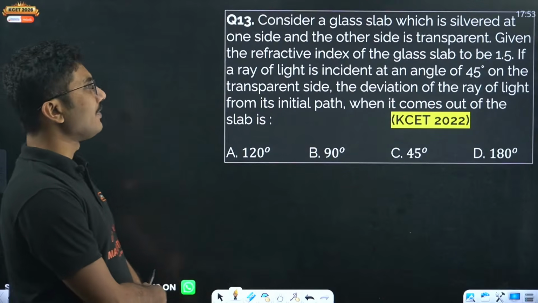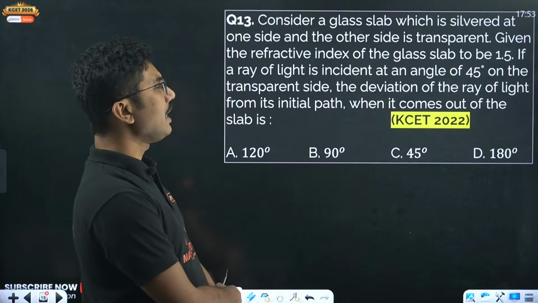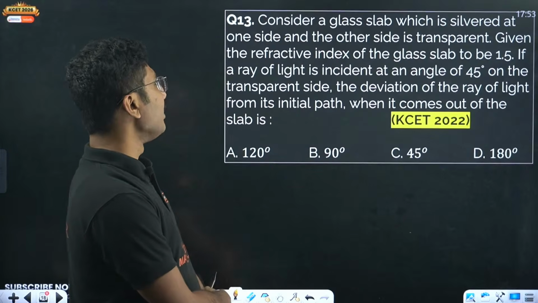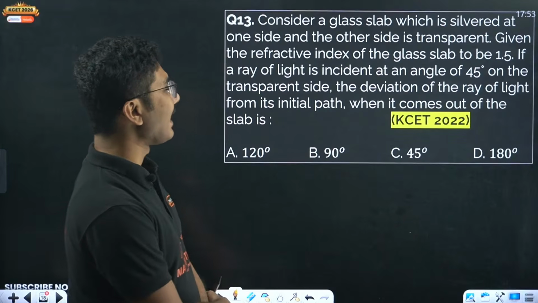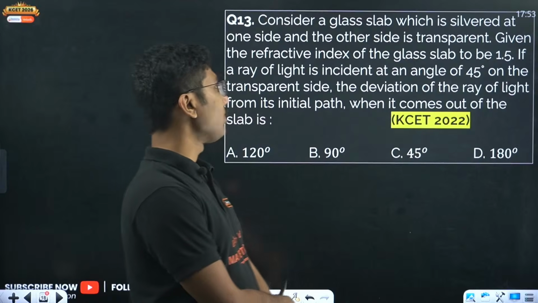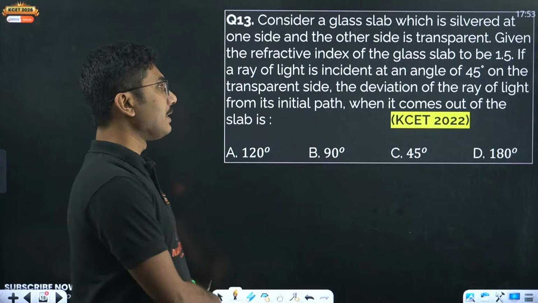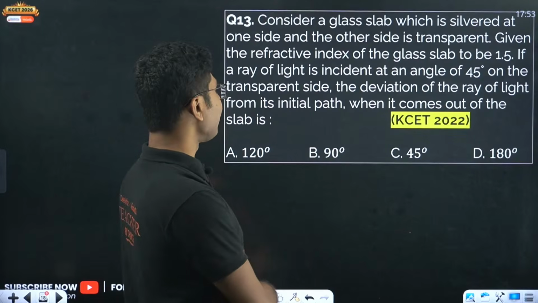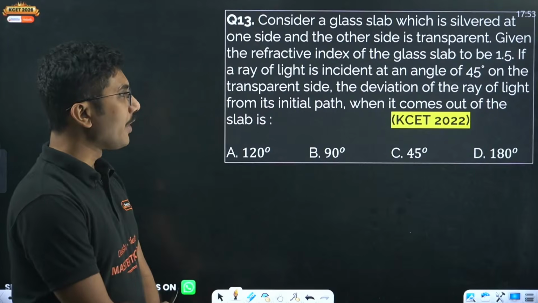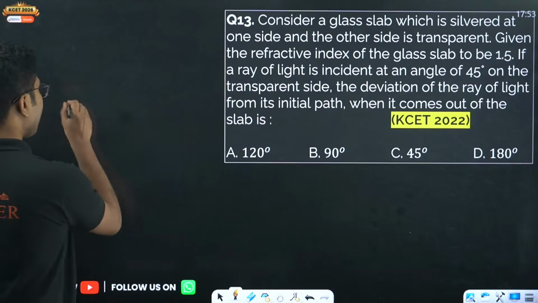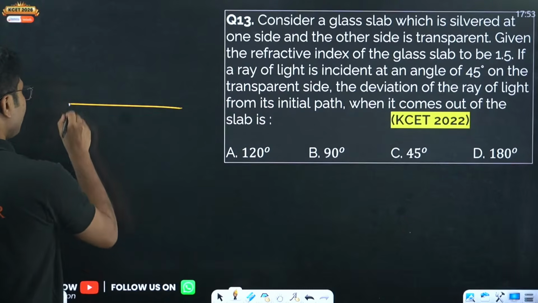Given the refractive index of the glass slab to be 1.5, if a ray of light is incident at an angle of 45 degrees on the transparent side, find the deviation of the ray of light from the initial path when it comes out of the slab. Now here, what is happening? Let us understand through a diagram.